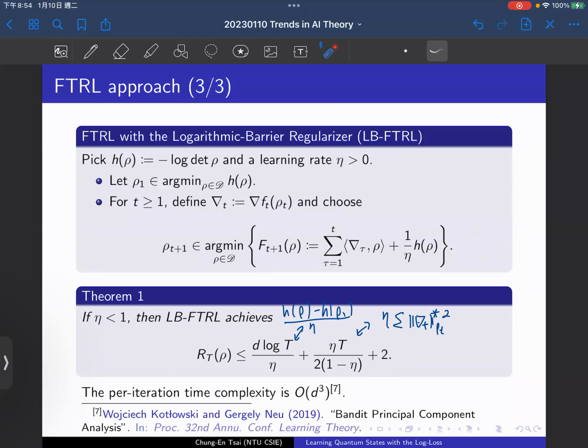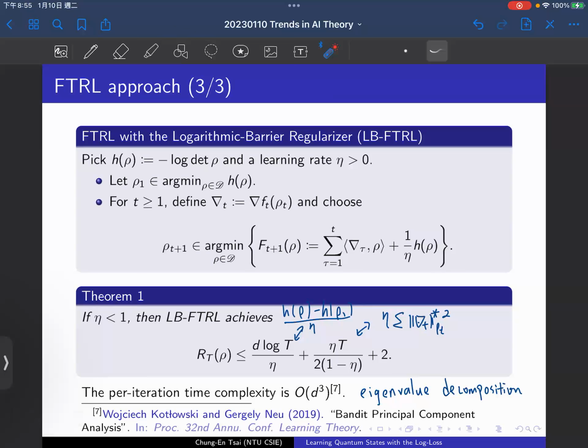The per-iteration time complexity of the above algorithm is d to the 3, and the bottleneck is that we need to compute an eigenvalue decomposition. If you are interested in the implementation, you can see the following papers.